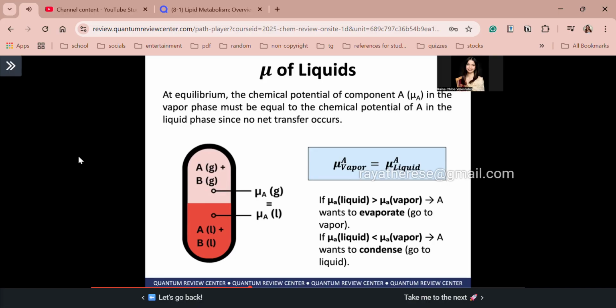Next, if the chemical potential of A in the liquid is less than the chemical potential of A in the vapor phase, then A wants to condense, okay? It will go to the liquid phase. Again, yung direction ng ating chemical potential is toward lower energy states, okay? Because again, the substance always moves from higher chemical potential to lower chemical potential, okay? Hanggang silang dalawa ay maging equal na at equilibrium, okay?